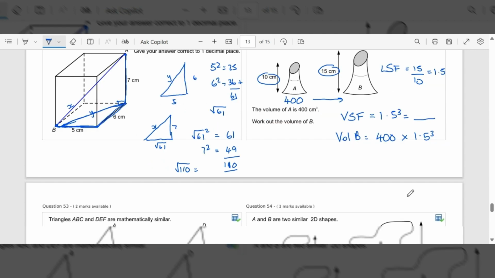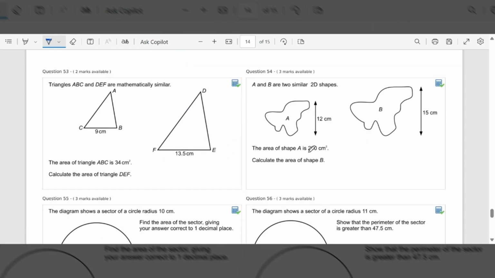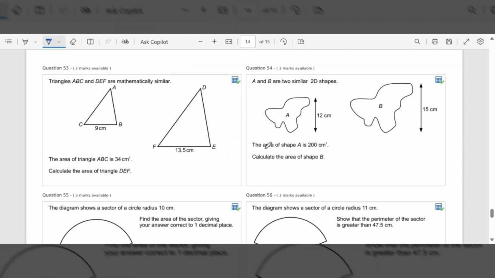Okay, so volume scale factors, done that pretty recently. Same here. Here this is about area though, so whatever the scale factor is, whatever 15 over 12 is, you're going to be squaring it to get the area scale factor.